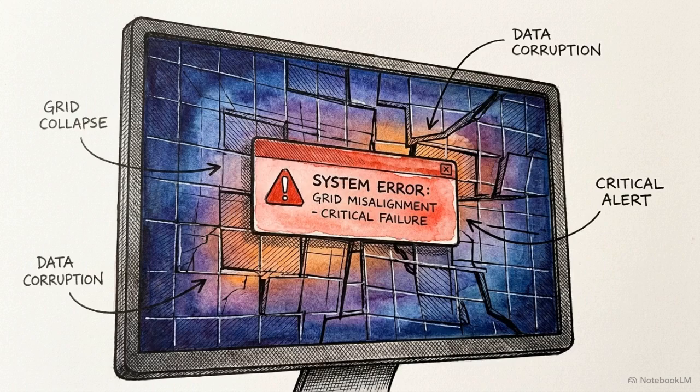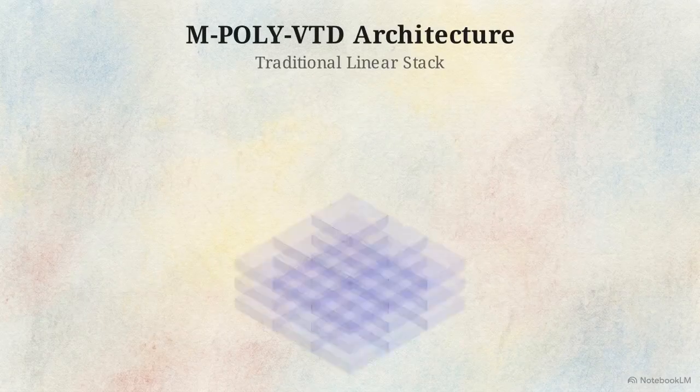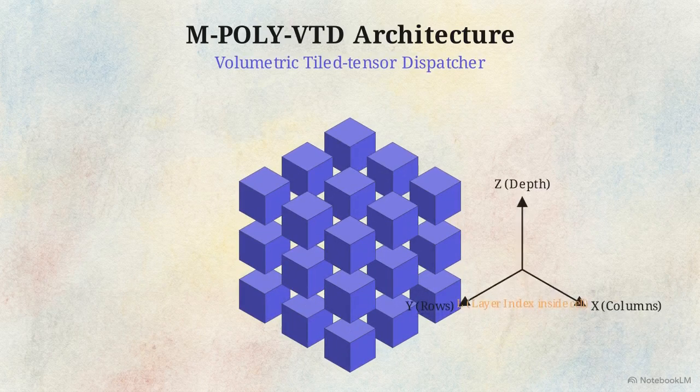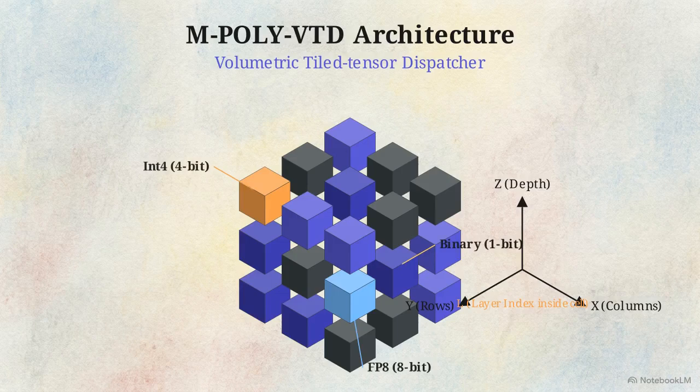format creates significant friction. Loom's M-POLY-VTD engine organizes neural networks as a four-dimensional grid mapped along Z, Y, X, and L axes. Every coordinate acts as an independent processing unit, allowing the engine to run 21 distinct numerical types, like 4-bit integers, 8-bit floats, and 1-bit binary simultaneously.